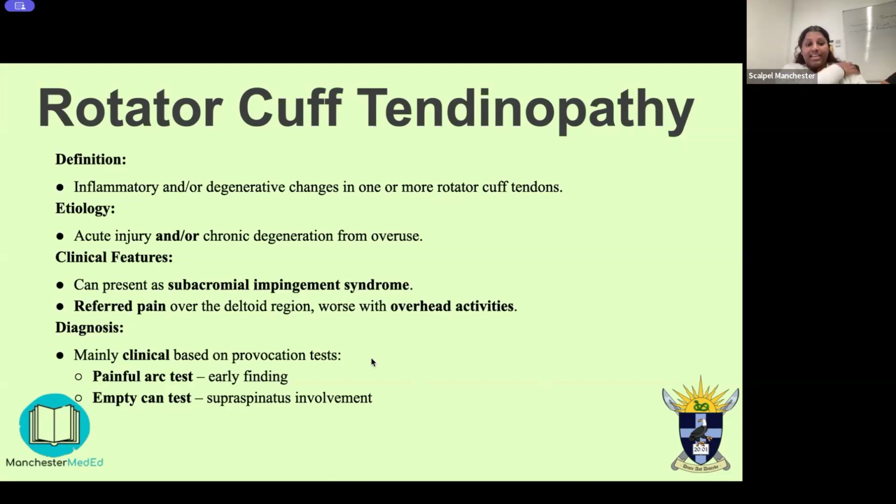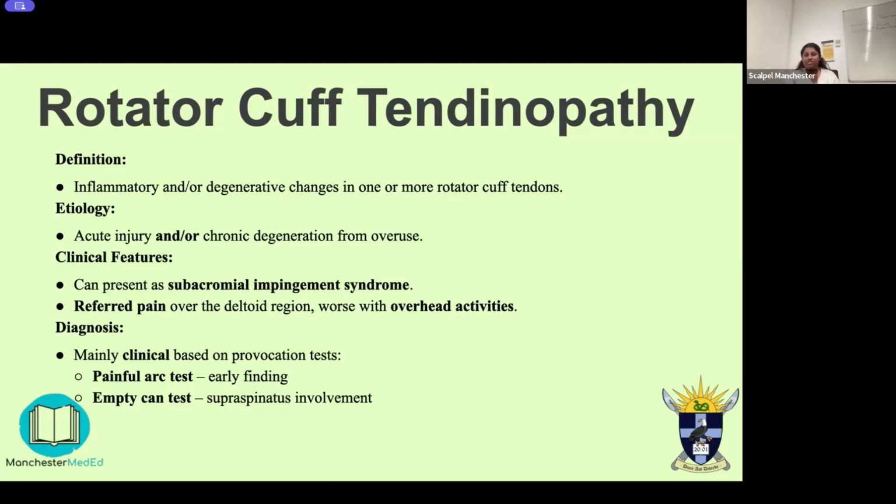And then we can also get a referred pain over the deltoid region, because if you think about one of the special tests, the painful arc test, your deltoid is doing most of the movement of getting your arm above your head. So that's why the deltoid will be the most compromised, most painful, and also worse with overhead activities. So the painful arc test would be the earliest sign of seeing if someone has any inflammation within this joint. And then the empty can test is also another one. It's also called Jobe's test.